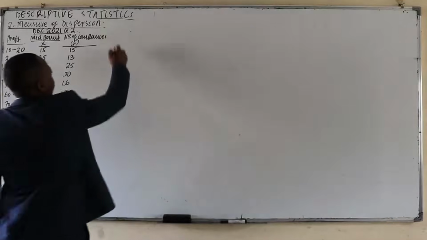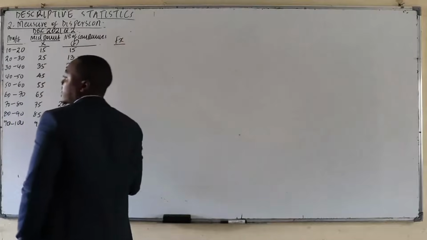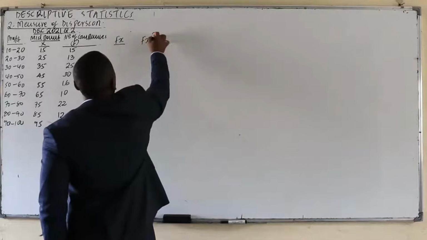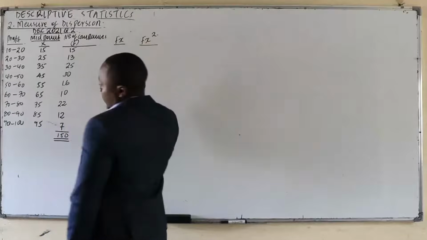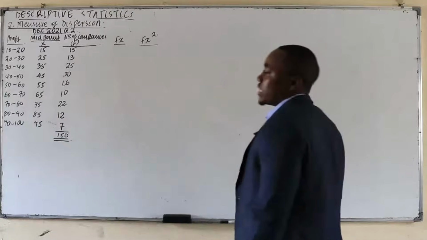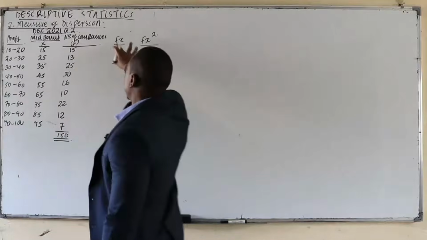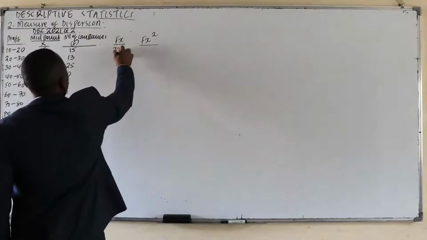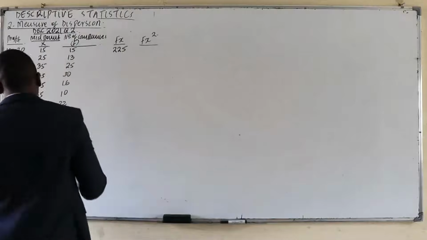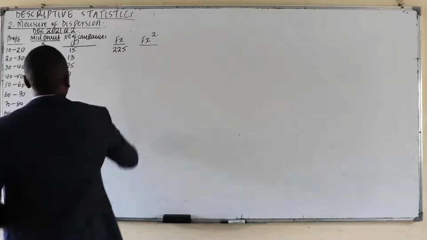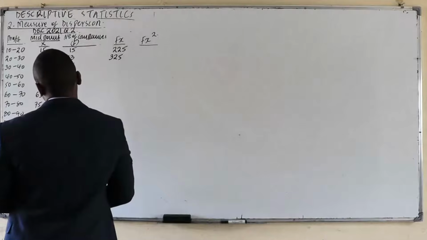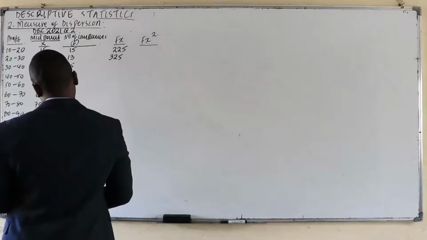Then we also need fx. Also, to get the standard deviation, there is a formula where we need summation of fx squared. Yeah, I told you the formula is very important because the formula will give you what you need now to compute. So now let's start with fx. We already have x, we have f. 15 times 15, you get 225. 25 times 13, you get 325. That 45 times 25.